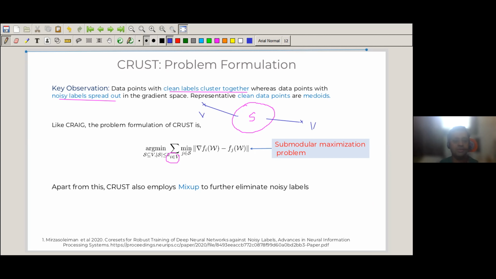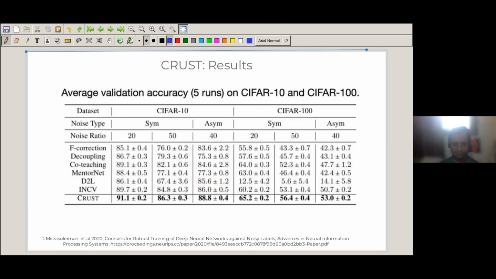And also, Crust does something more. It does this on a per class basis, identifies this k-means clustering to identify the cluster on a per class basis, and it also mixes up points within each cluster, something we'll not go into. It's to basically further eliminate noisy labels. And you can find that on, again, standard data sets.